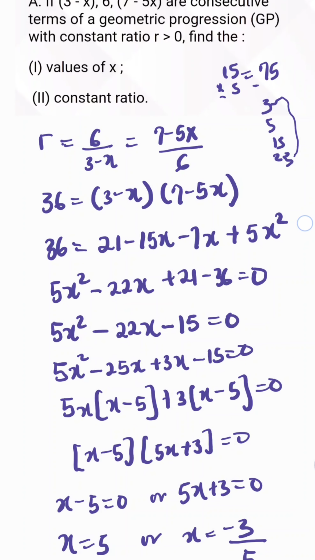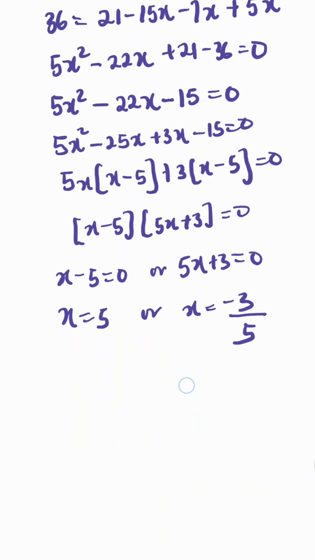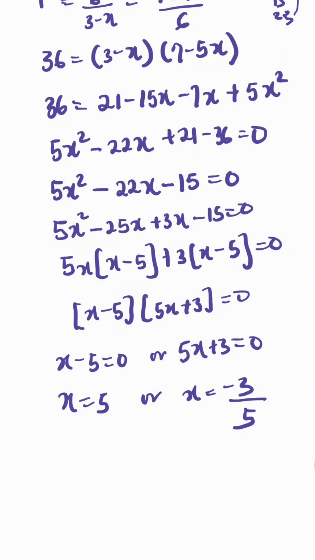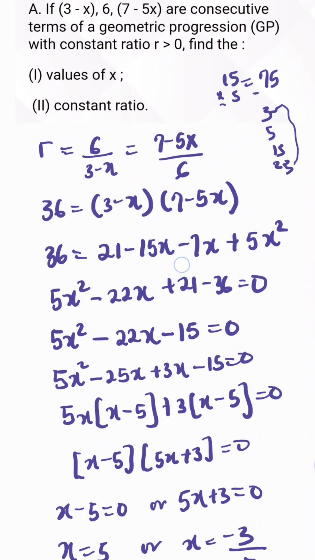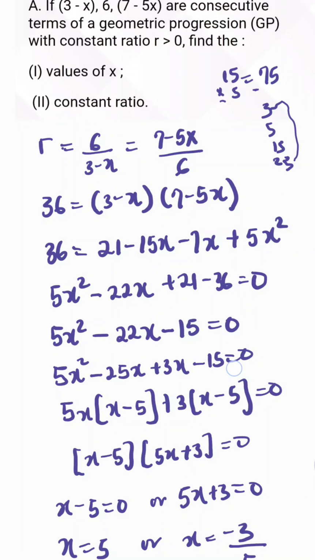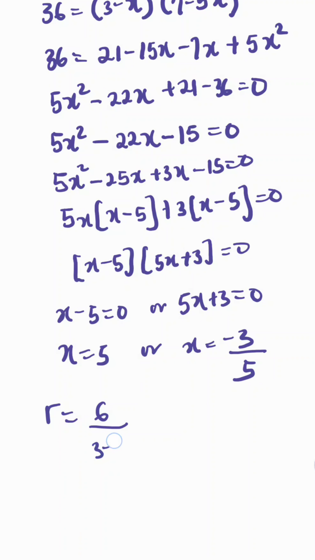Now, what is the constant ratio? We've solved the first question, and going back to the formula for r, we have this formula given to us. Let's use this to construct. Then you remember that our r can be 6, which is the second term divided by the first term, and the first term is 3 minus x, which is 6 divided by 3 minus, what is x? 5, which is 6 over negative 2. So your common ratio is going to be negative 3.